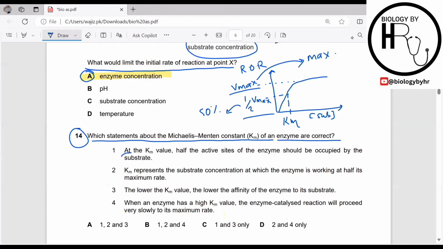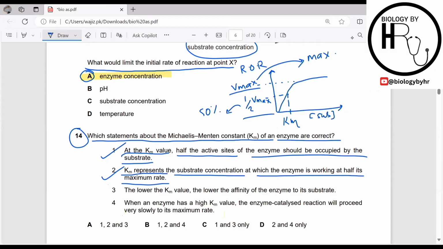So what is statement 1 saying? At the Km value, half the active sites of the enzyme should be occupied by the substrate. Yes, we have discussed it. Statement 2 is saying Km represents the substrate concentration at which the enzyme is working at half its maximum rate. Yes, this is also the point we have discussed above.